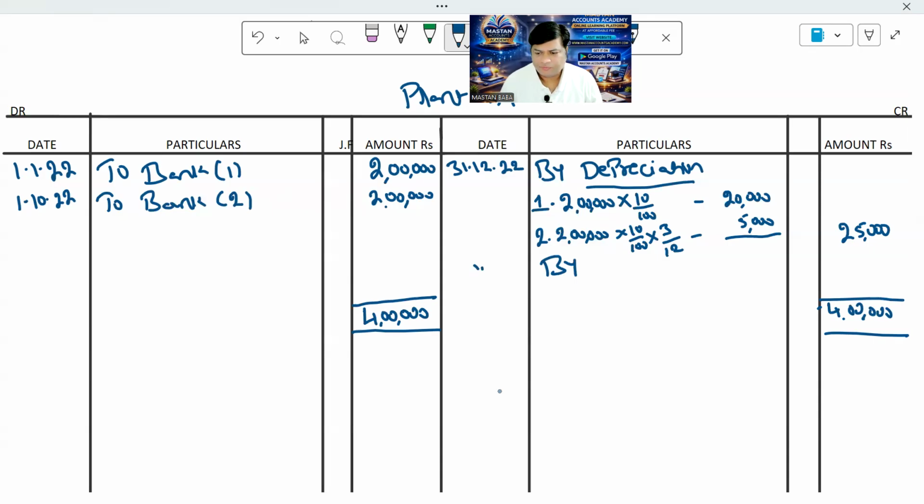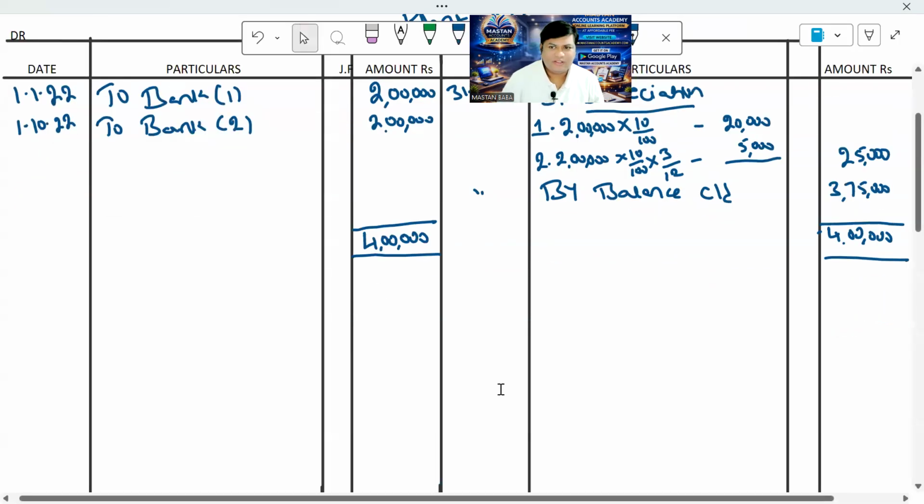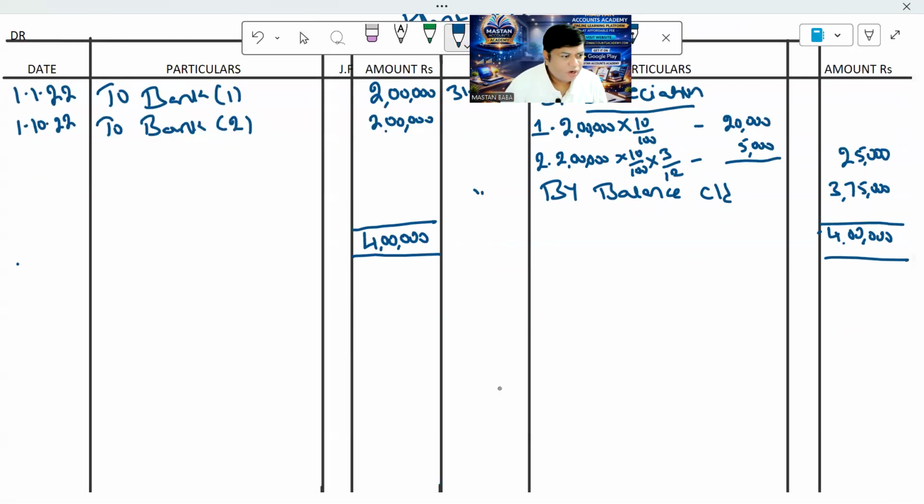By balance carry down. 4 lakhs minus 25,000, you'll get 3,75,000. Again on 1/1/2023 opening balance, to balance brought down 3,75,000.